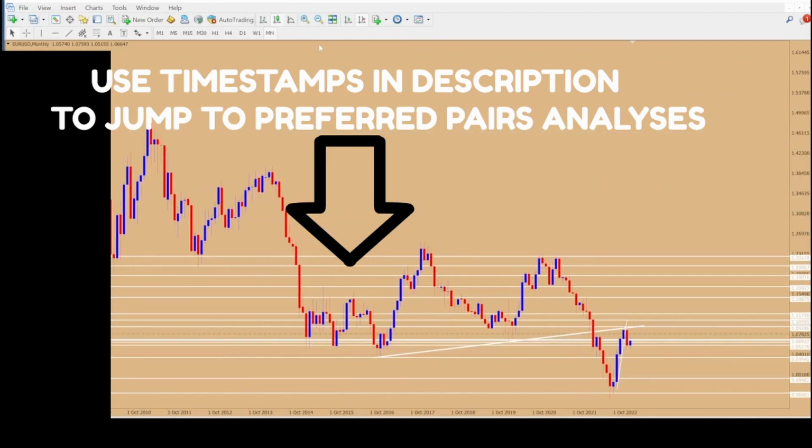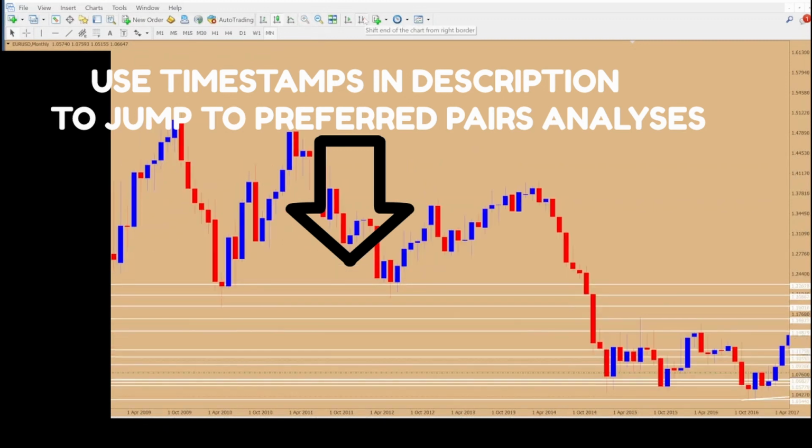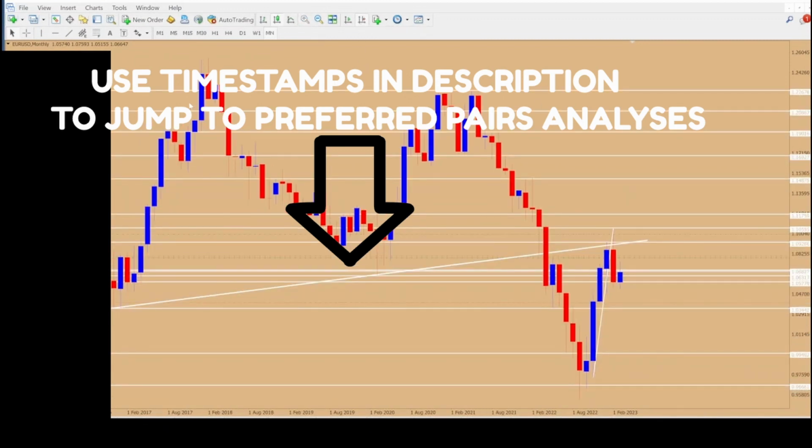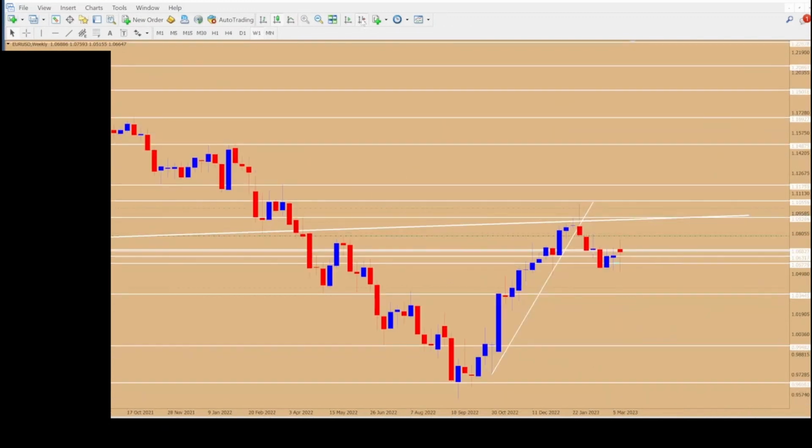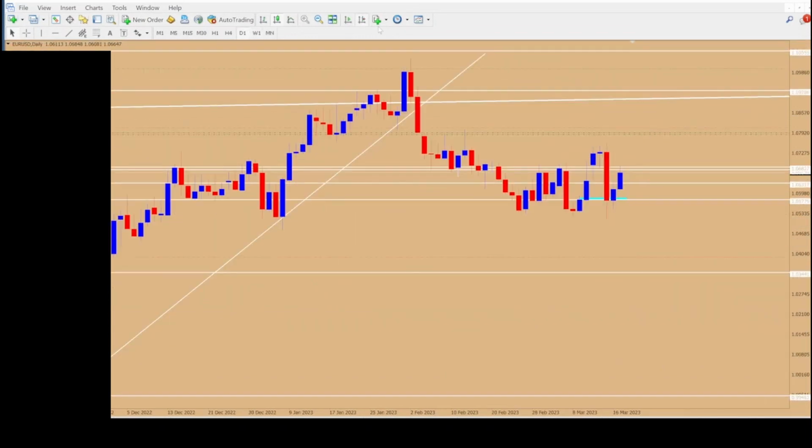So let's get straight into the analysis for the week. This is EURUSD, starting with EURUSD. This is the monthly time frame. We can establish there's a downtrend, and we see this bearish momentum from last month, which could mean that the market wants to continue lower. But is the market actually telling us that?